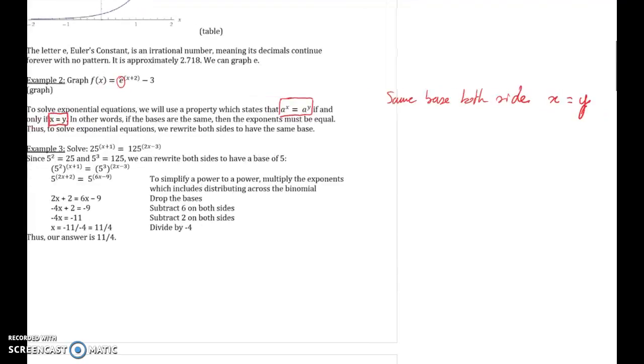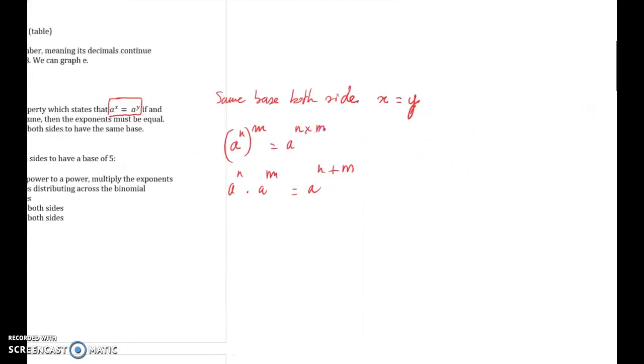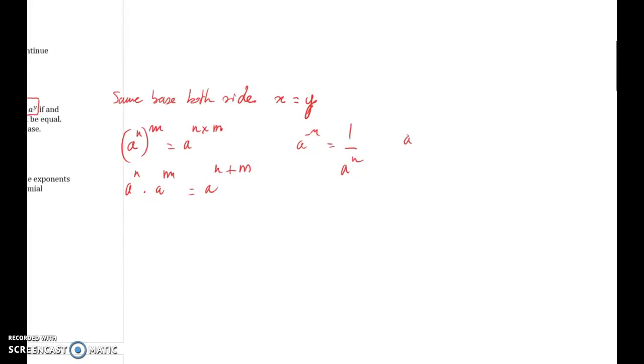Now, when you are doing this problem, there are some rules of exponent you need to remember. I want to start right away to give you some of them that you will use along this section. a to the n to the m equals a to the n times m. a to the n times a to the m equals a to the n plus m. Another one would be a to the negative n equals 1 over a to the n. Therefore, a to the n equals 1 over a to the negative n.